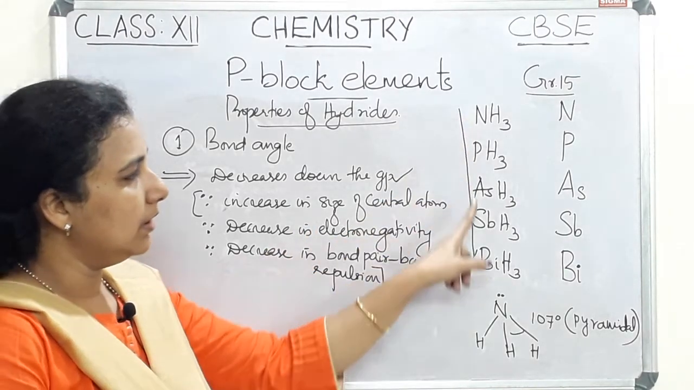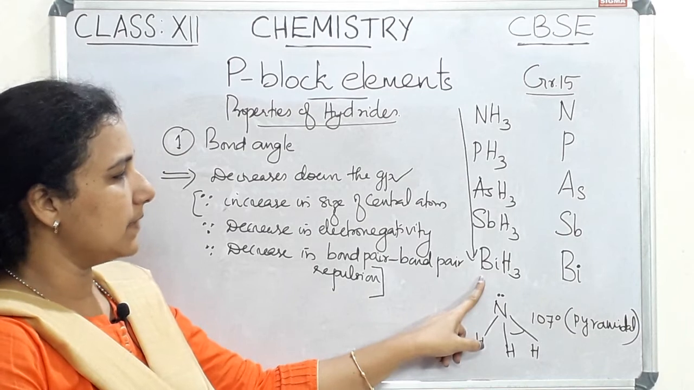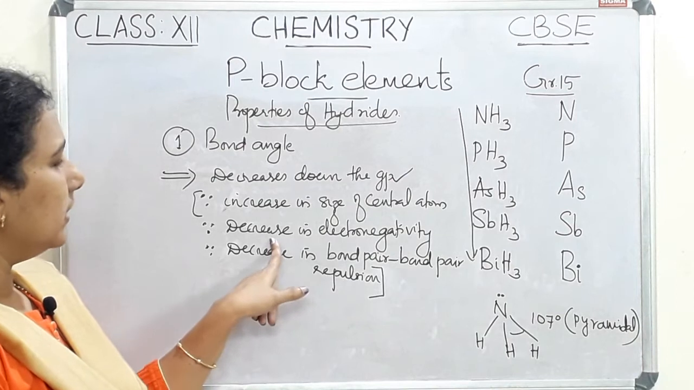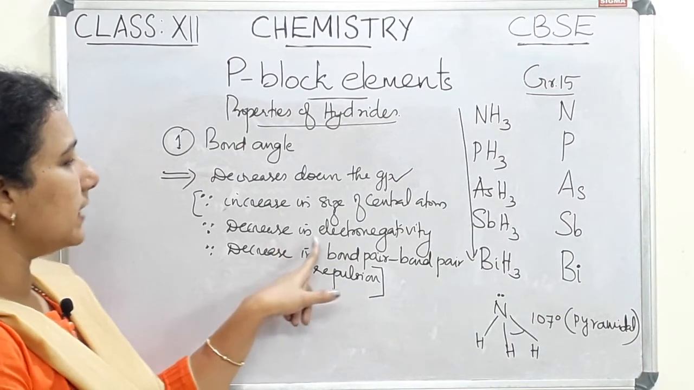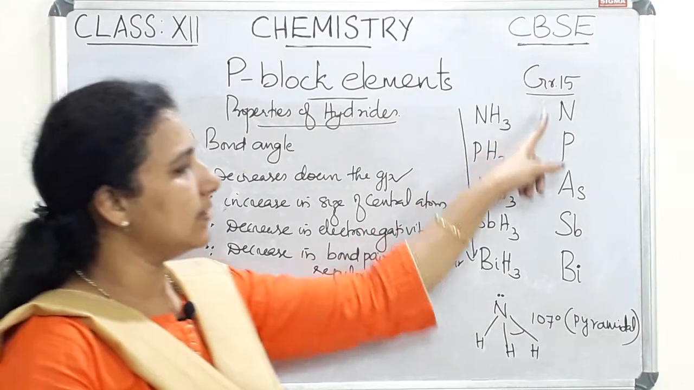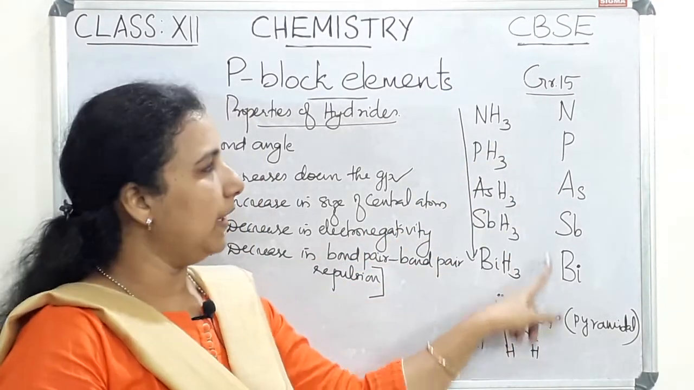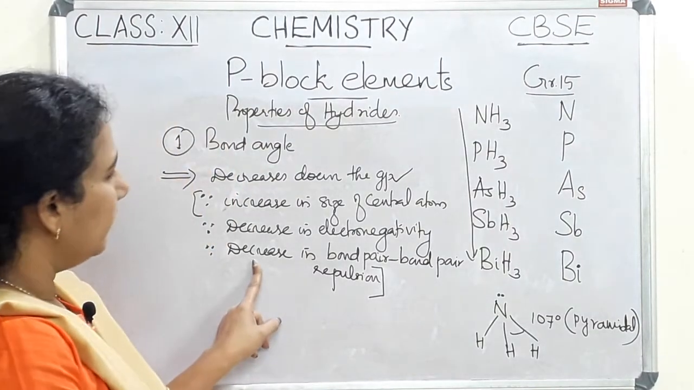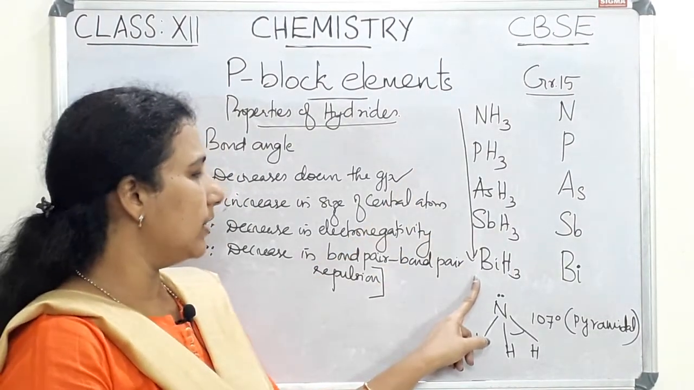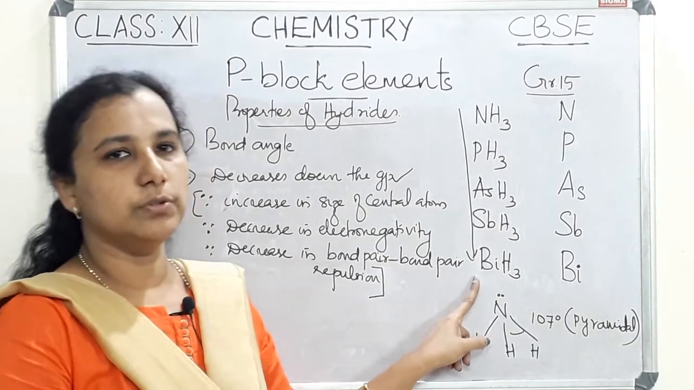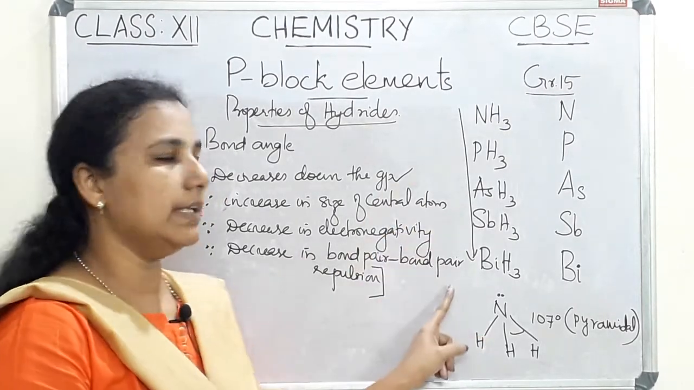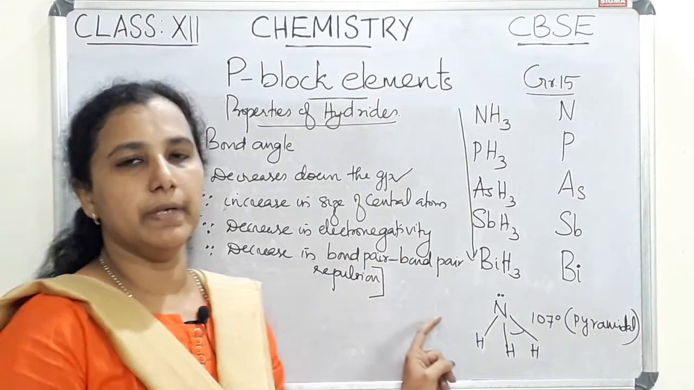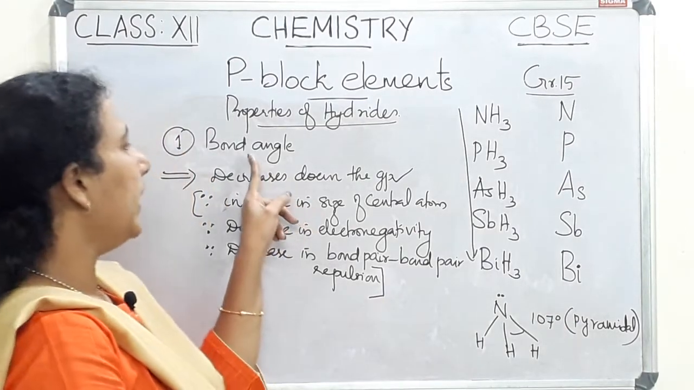While coming down the group, the size of the central atom is increasing, and also there is a decrease in electronegativity. Size of the atom increases down the group and electronegativity decreases down the group. When electronegativity decreases, the tendency to attract electrons decreases. Then bond pair repulsion decreases. If bond pair repulsion decreases, the bond angle decreases.